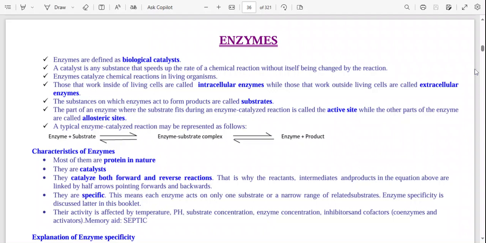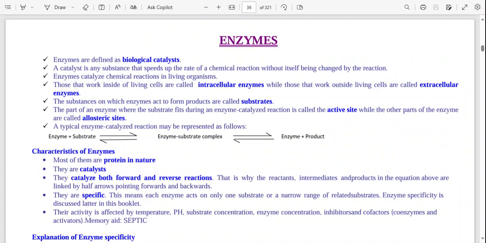Right, so we are now looking at enzymes. We've already done those cell specializations, and please, that's very important. Make sure that you know on cells, specialized cells, what are the adaptations and functions? That is very, very important. Okay.